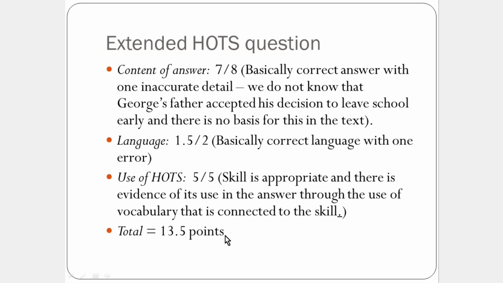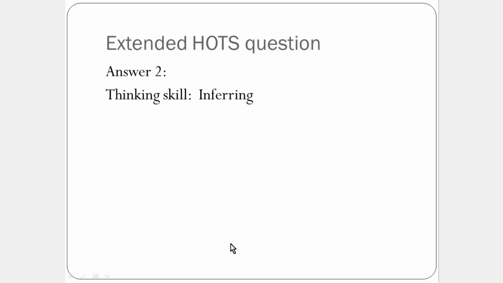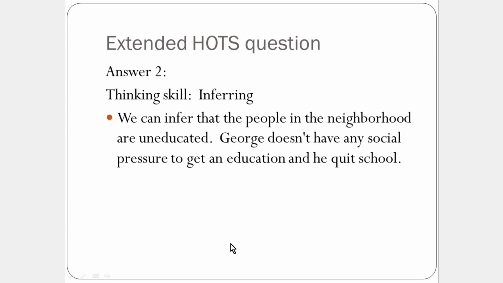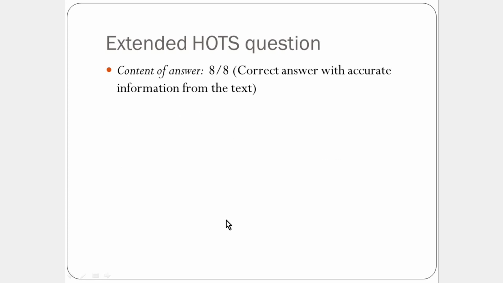So out of 15 points, this answer received 13.5. The second answer used the thinking skill of inferring, and they wrote, "We can infer that the people in the neighborhood are uneducated. George doesn't have any social pressure to get an education, and he quit school." That is a perfect answer.